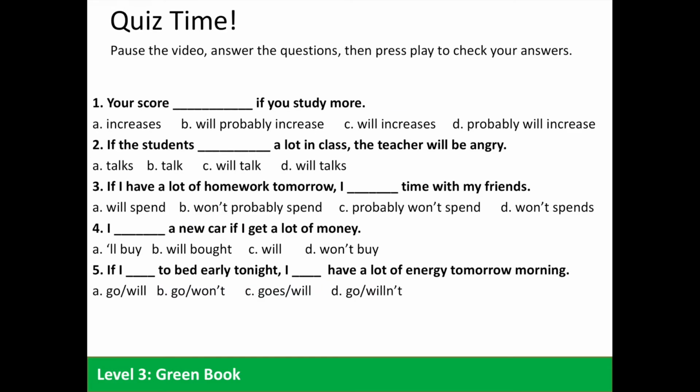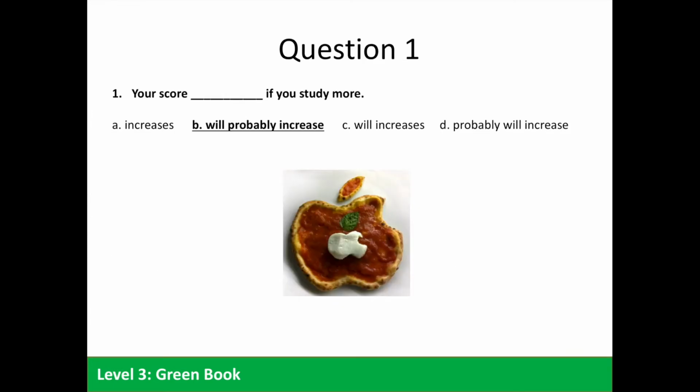Now, let's take a practice quiz. Pause the video, answer the questions. Once you've finished all the questions, hit the play button and we'll talk about your answers. Question 1. Your score blank if you study more. Again, here we have something positive, so you'll need to remember AP, after positive, for the placement of probably. B is the correct answer.